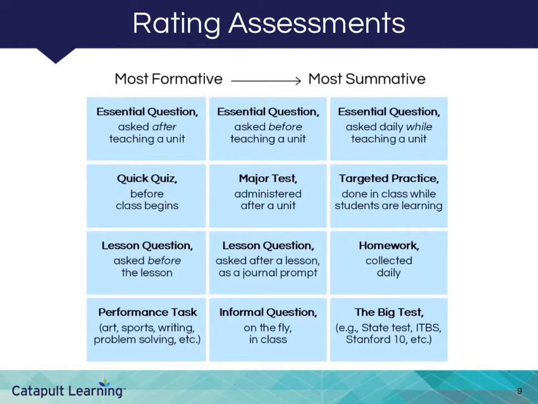Now that we've looked at the overarching differences between formative and summative assessments, let's get a bit more specific. Take a look at the example assessments in your viewing guide. Rate each as 1, strictly formative, 2, more formative than summative, 3, evenly split, 4, more summative, or 5, almost strictly summative. Then put them in order from most formative to most summative. Pause the video so you can complete this activity. Press play when you're ready to resume.